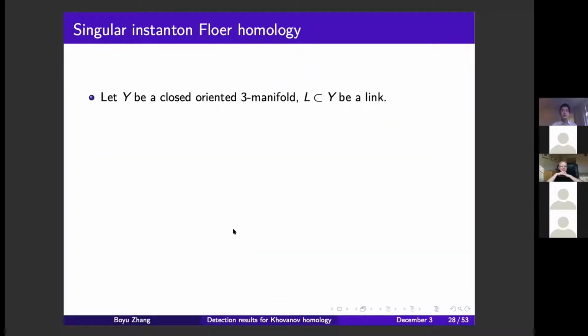So the first ingredient in the proof of our detection results of Khovanov homology is that we generalized the excision formula to a singular setting. That is saying that we have a similar excision formula for a singular version of instanton Floer homology. Well, the singular instanton Floer homology was developed by Kronheimer and Mrowka as a generalization of the previous version of instanton Floer homology, where now, in addition to having a three manifold, we're also allowed to have a possibly empty, smoothly embedded link that is contained in the three manifold.